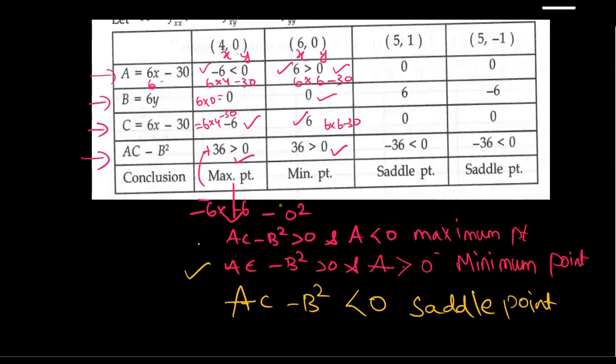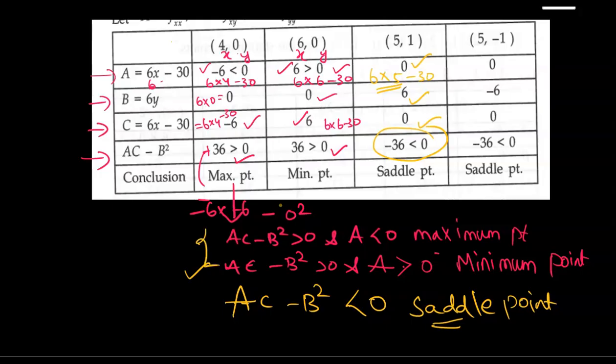Now see the third case, 5, 1. So what you will write, 6 into 5 minus 30. 6 into 5 is 30 minus 30, 0. The next one is 6 into 1, 6. Then 6 into 5 minus 30, again 0. Now if you see here, the third case, that is your AC minus B square is less than 0. If it is less than 0, then we call it a saddle point. Same way, if you substitute the last point, you are getting less than 0. Hence, it's a saddle point.